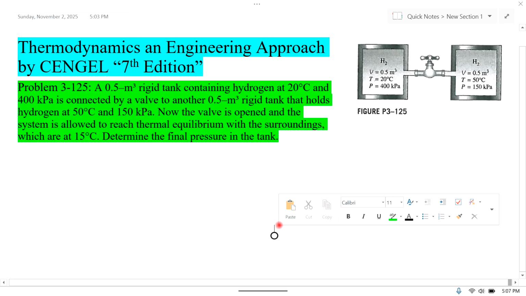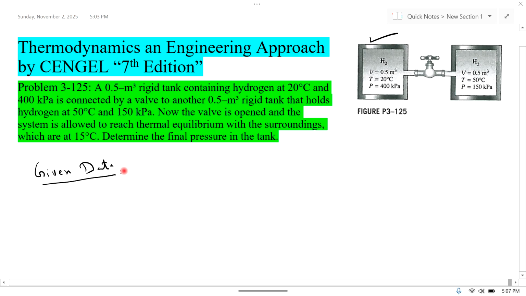So, the statement of the problem is: a 0.5 cubic meter rigid tank containing hydrogen at 20 degrees centigrade and 400 kilopascal. So first, I am writing the given data.